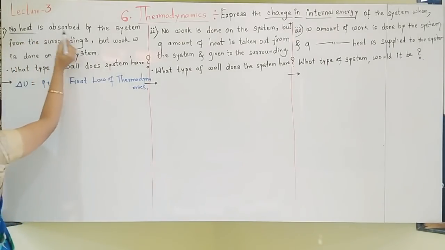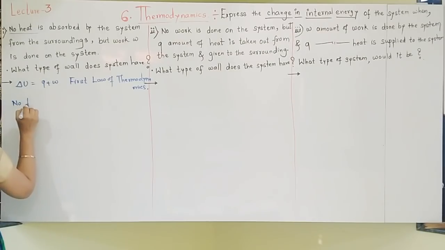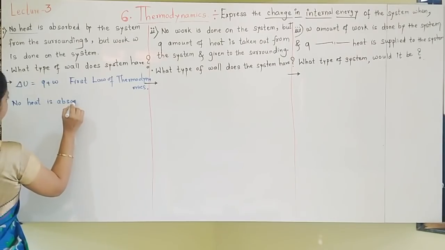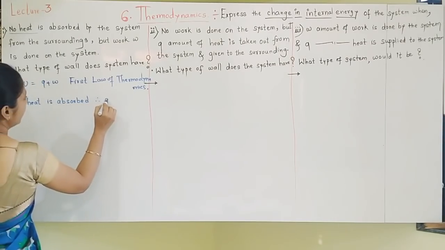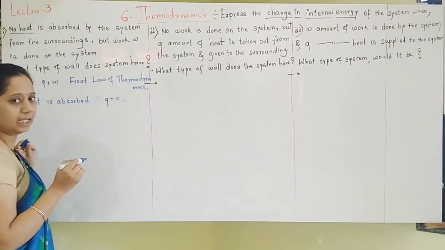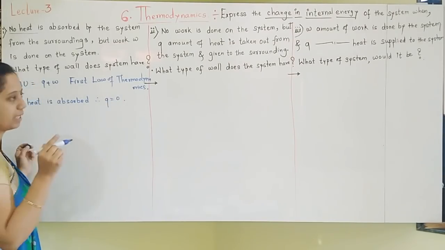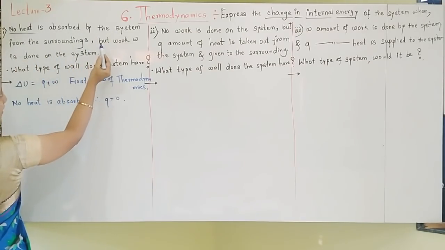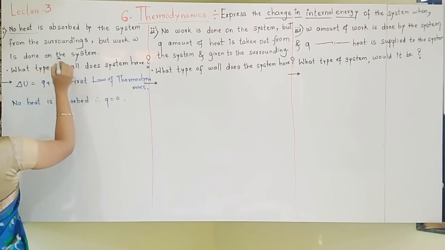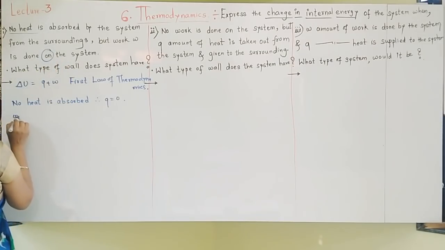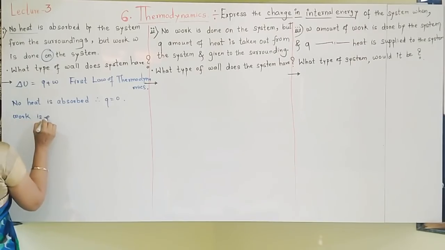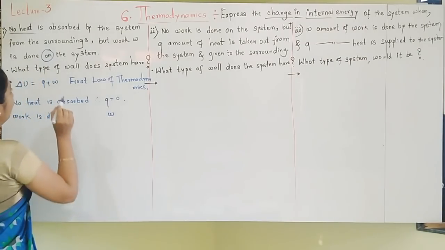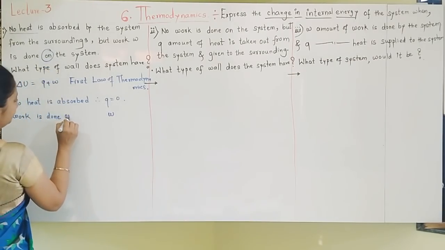Now it is given no heat is absorbed. Students see, no heat is absorbed, therefore Q I am writing 0. Heat means Q. No heat is absorbed by the system from the surrounding, so Q becomes 0. But work is done on the system. Work is done, so I must write W. But work is done on the system.